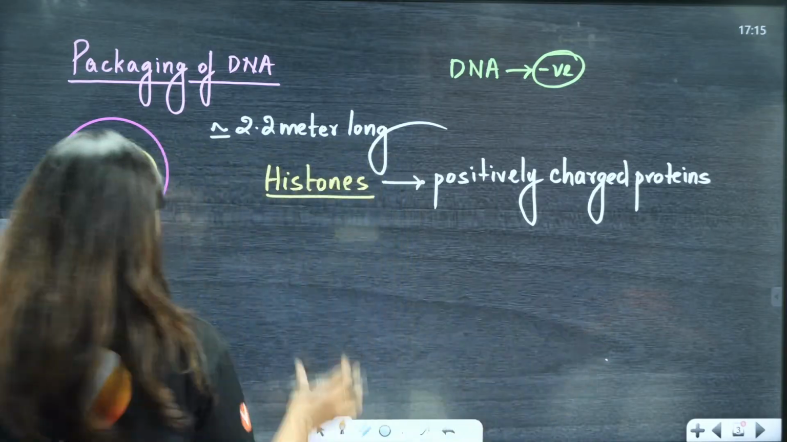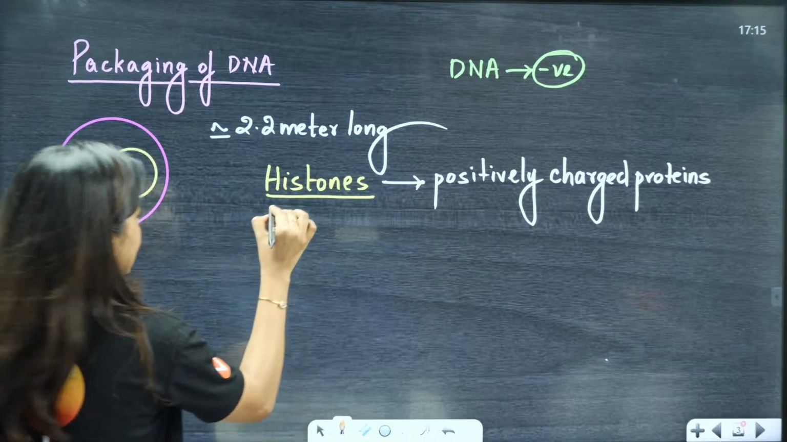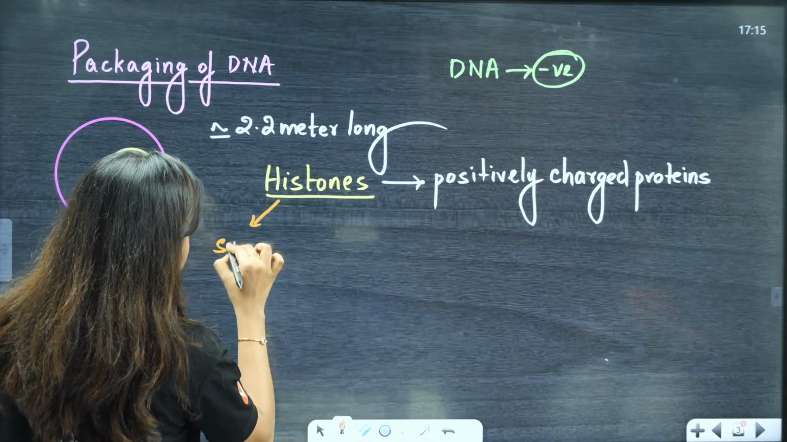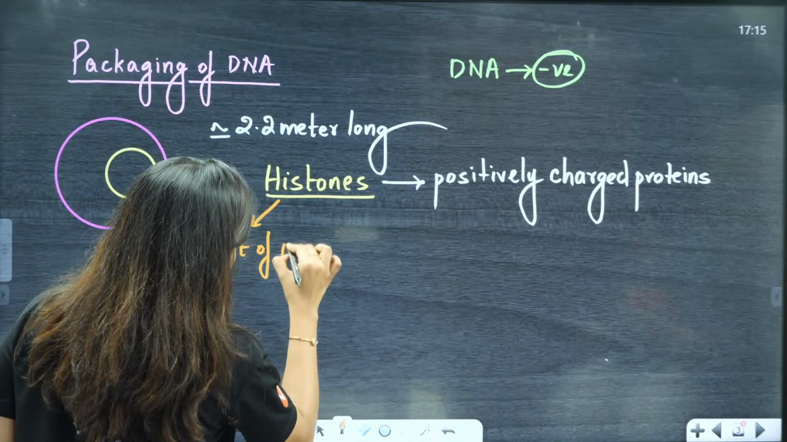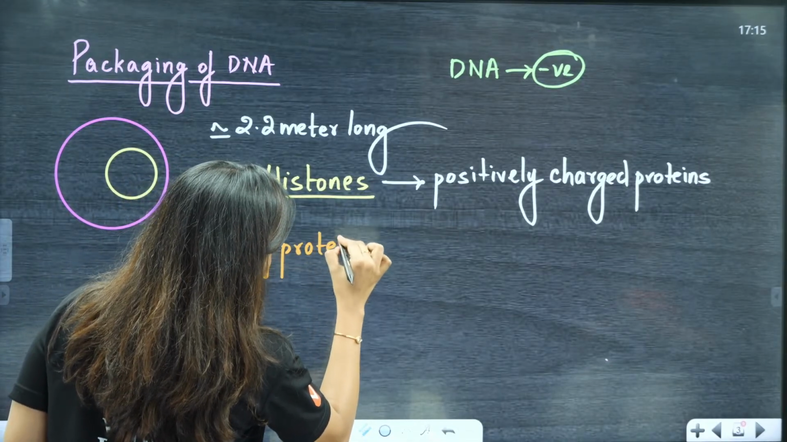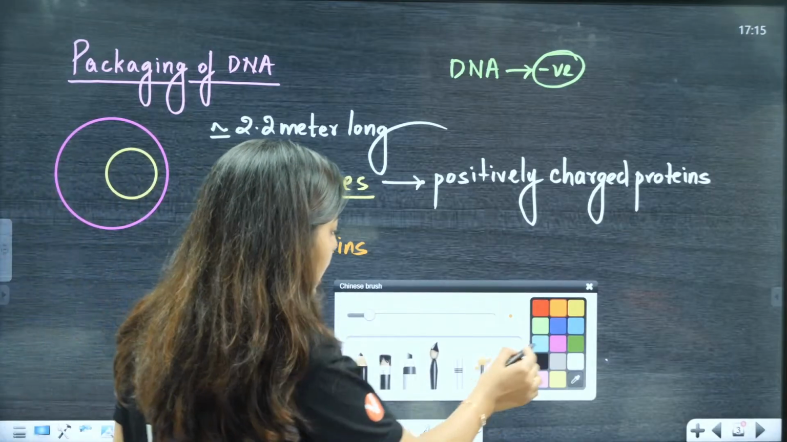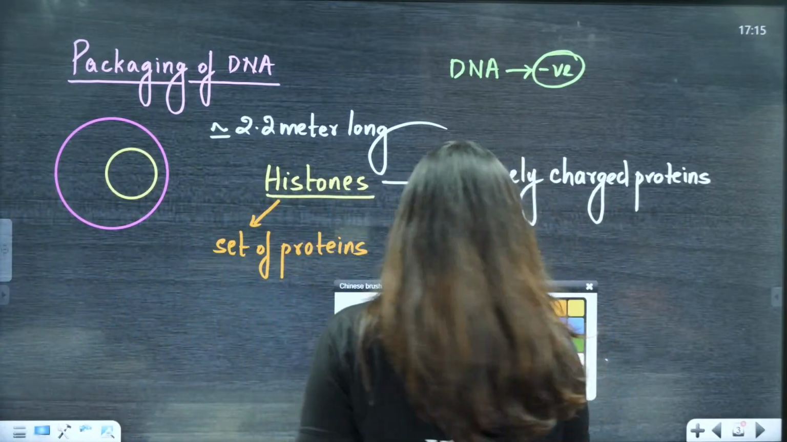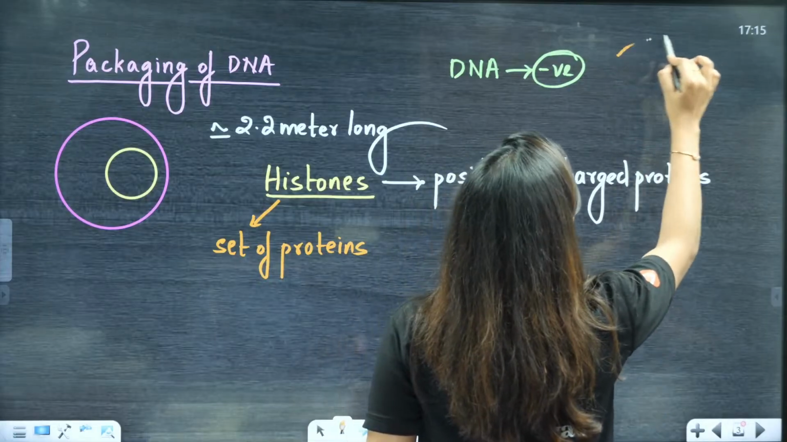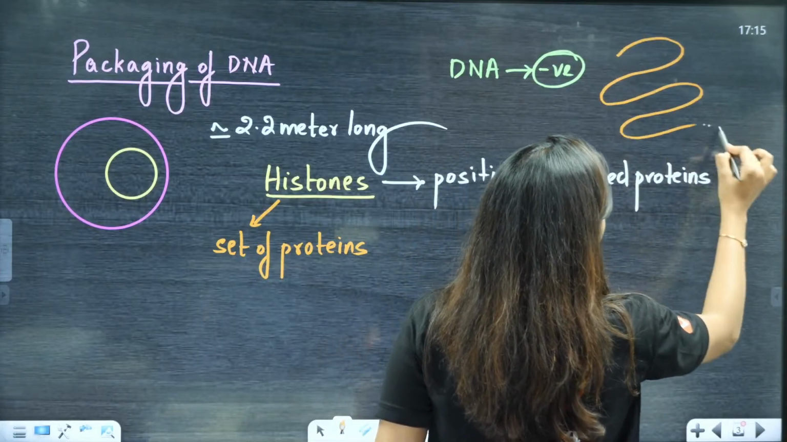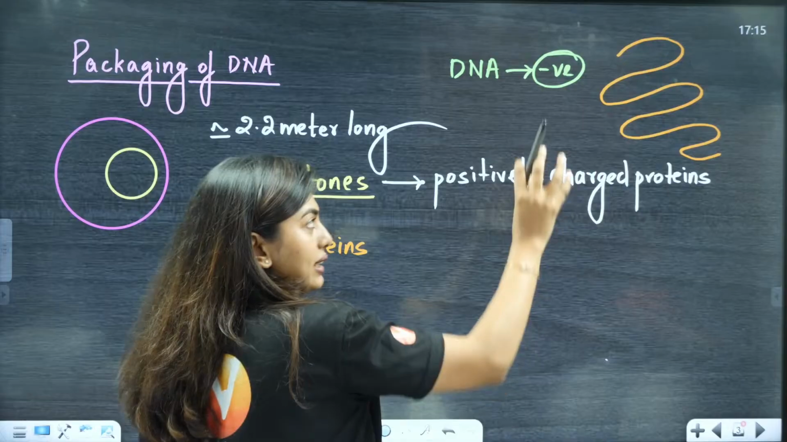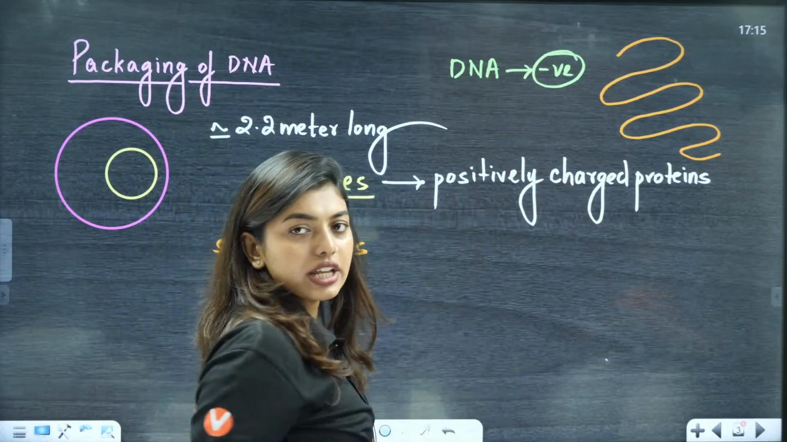So these histones are a set of proteins that are going to help in the winding of DNA. Now see students, it's very simple. This is a long thread, and I have to make sure this entire thread gets into this small circle.